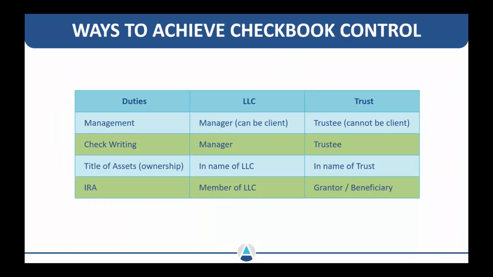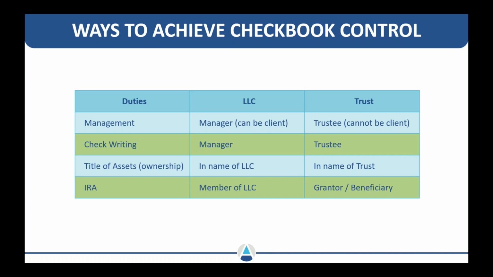So there are two basic ways to achieve checkbook control, and I'll be honest, there is a significantly more popular of the two avenues, and it would be the LLC. Namely, that is because we would allow you to be the manager of that LLC, meaning that you can write the checks, you can be steering that ship completely. You don't have to have a third party step in and do those operations for you. So the two main avenues that people utilize would be the LLC and the trust.